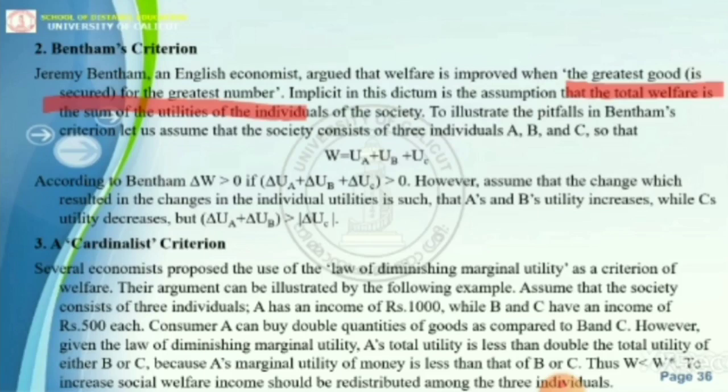Consumer A can buy double quantities of goods as compared to B and C. However, given the law of diminishing marginal utility, A's total utility is less than double the total utility of either B or C, because A's marginal utility of money is less than that of B or C. Thus W is less than W star. To increase social welfare, income should be redistributed among the 3 individuals.